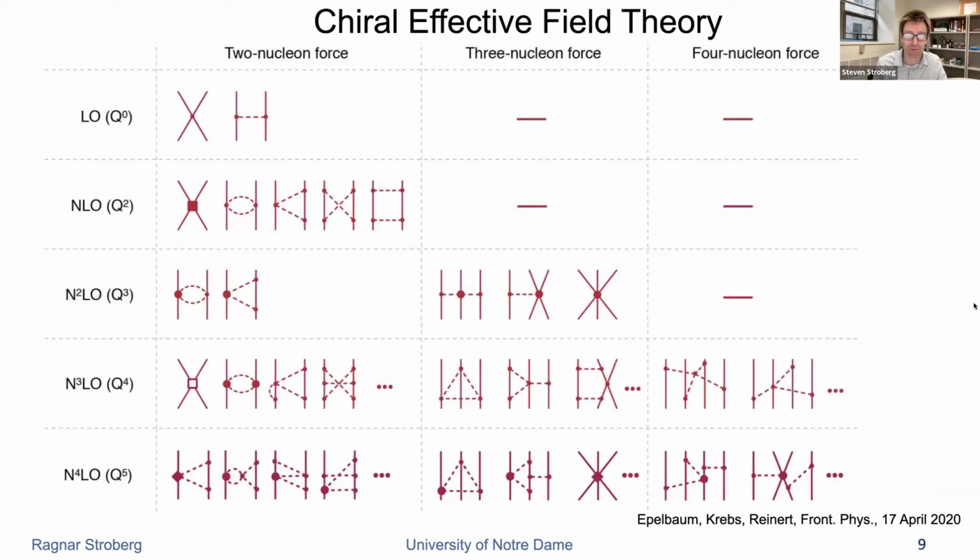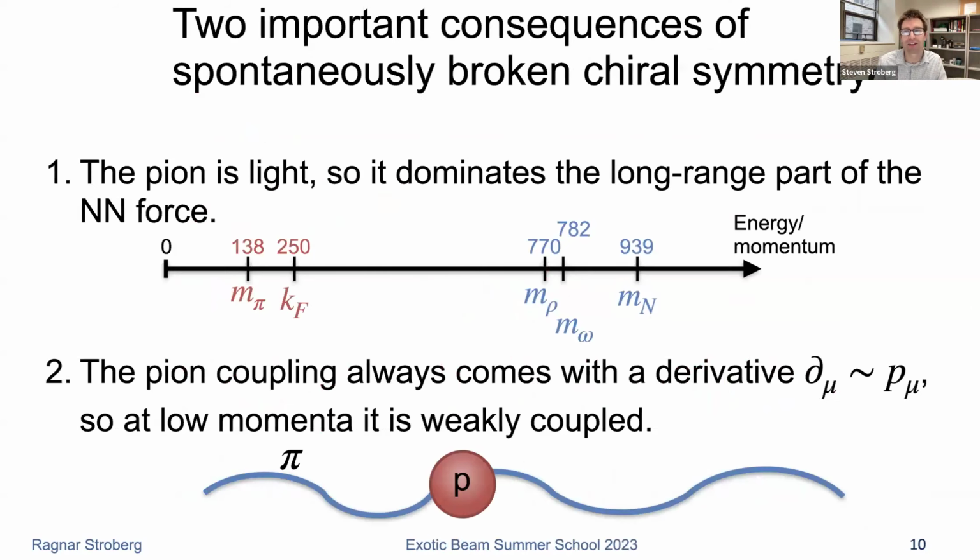So let me just in one slide, hand-wavingly, say what this is: there is an approximate symmetry of quantum chromodynamics called chiral symmetry, which exists because the up and down quarks are light. You have almost a good chiral symmetry, but the symmetry is spontaneously broken. And so in the low energy sector, relevant for nuclear physics, there are at least two important consequences of this spontaneously broken chiral symmetry.